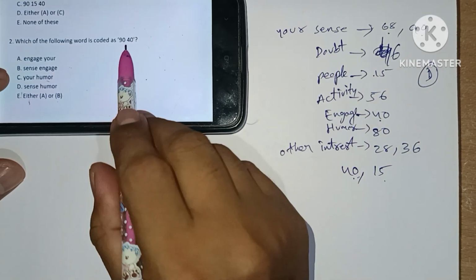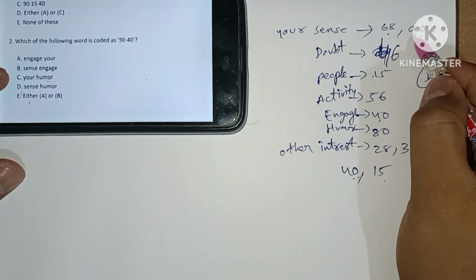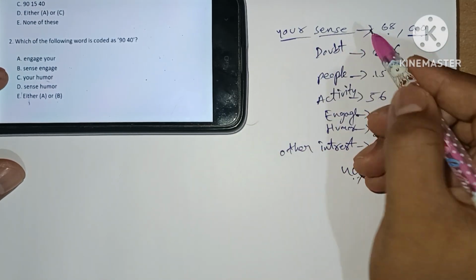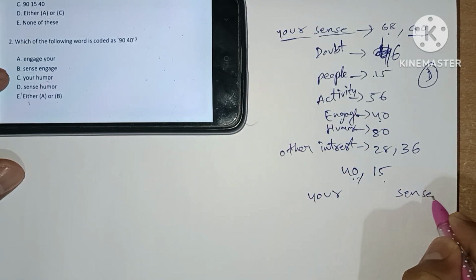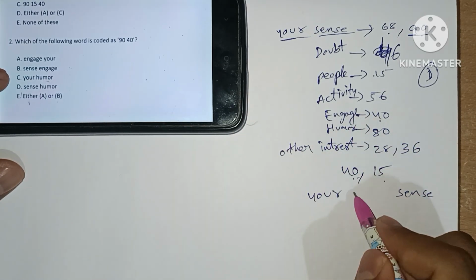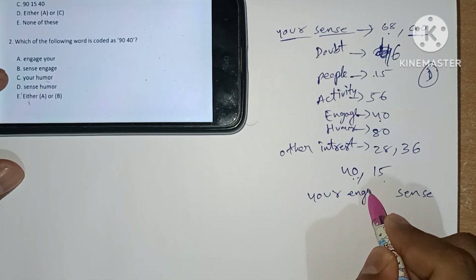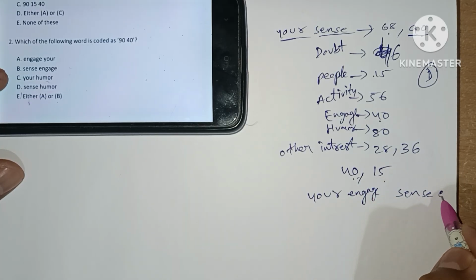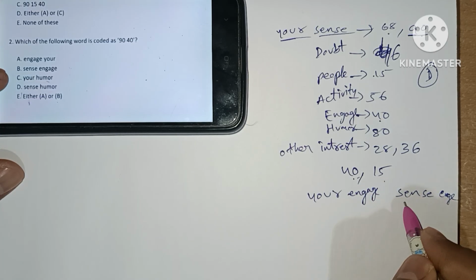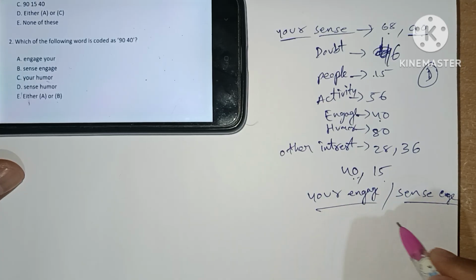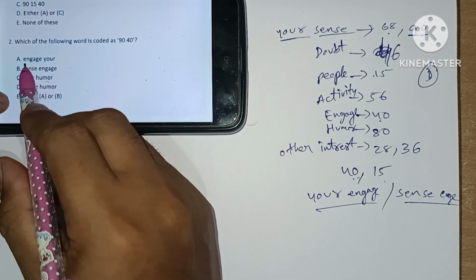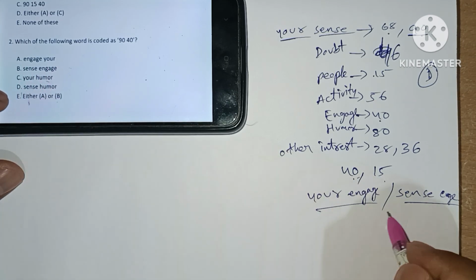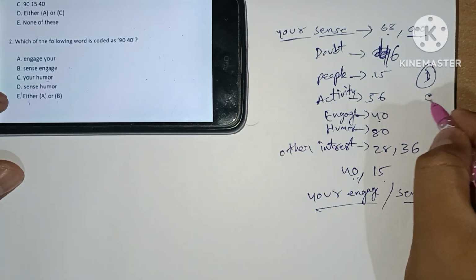Next, second question, 90 and 40. 90 must be either "your" or "sense", and 40 will be "engage". So "your engage" or "sense engage". These are the two things we get. So the answer will be option E, either A or B, which has "engage", "your", "sense", "engage".